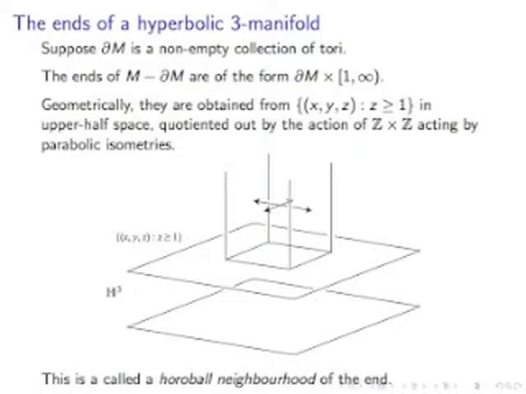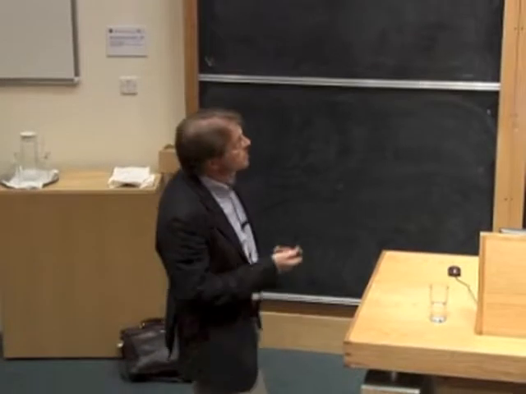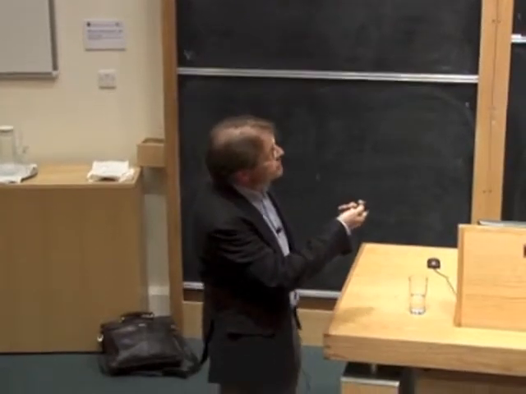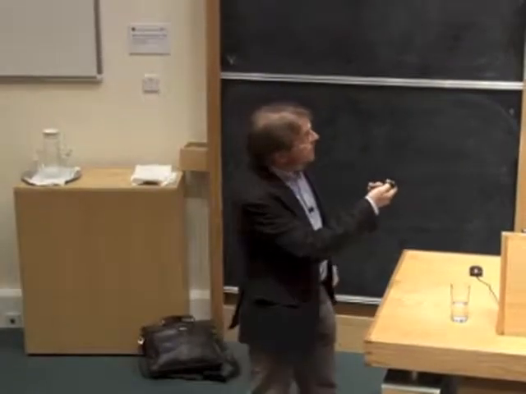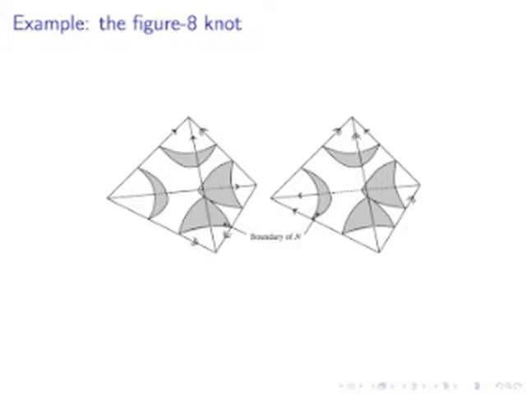Because this subset of hyperbolic space consisting of points where z coordinate is greater than or equal to 1 is a horoball. Okay, so let me just give an example on the figure 8 knot. The figure 8 knot we realized as two ideal tetrahedra with their faces glued. And here's the boundary in grey of a neighbourhood of the end. So you can see you've got these chunks of the manifold which are triangle cross half-open interval, and you glue those together and they form parallelogram cross half-open interval.